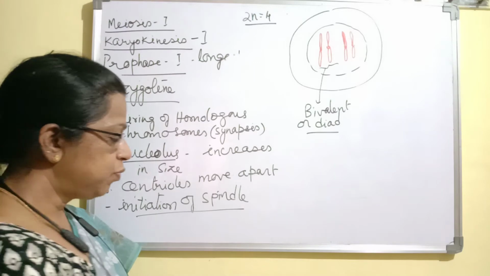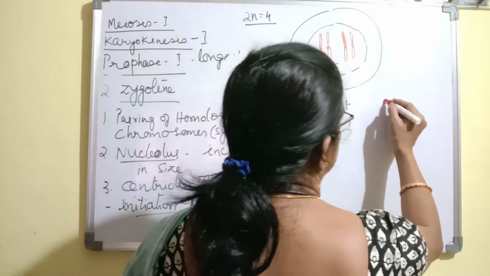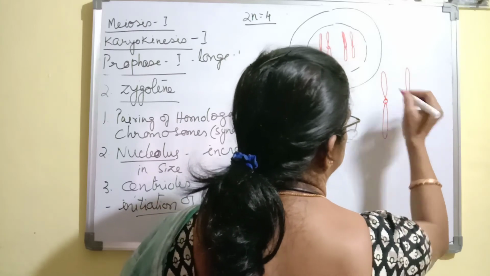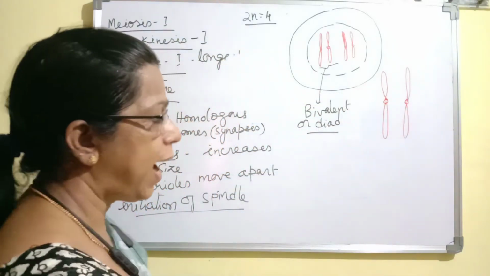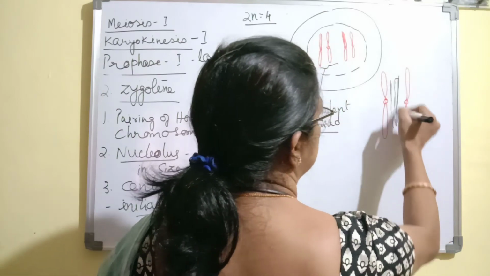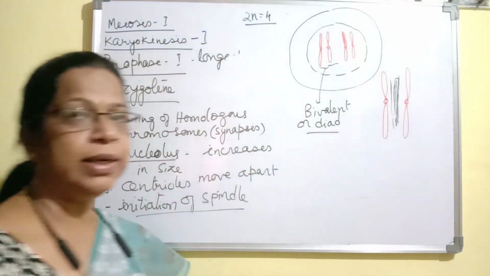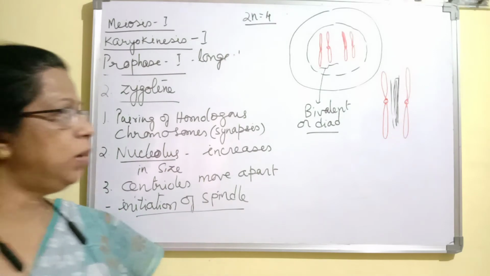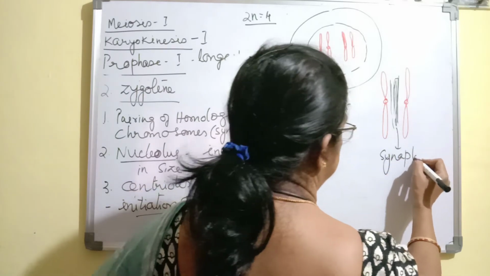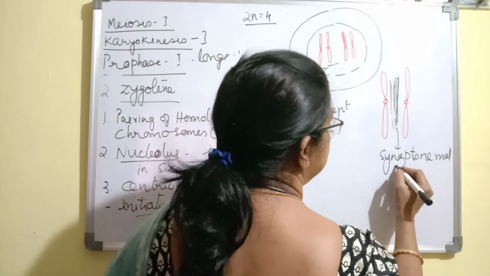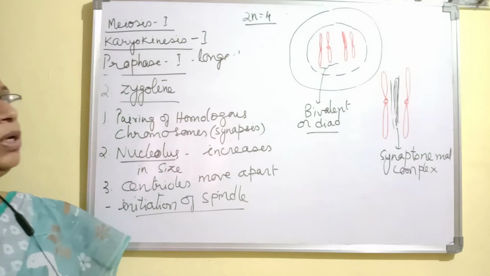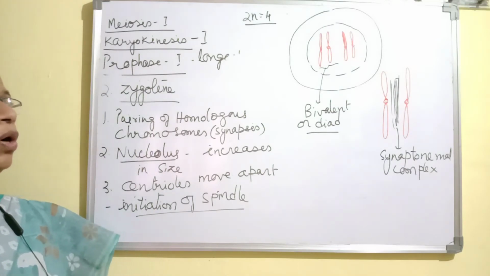Now what is synapsis? Here this is one chromosome and this is another chromosome. These two come together and a protein-like substance is formed in between, to hold these two chromosomes together. This is called the synaptonemal complex. So there is a formation of synaptonemal complex between the two homologous chromosomes.